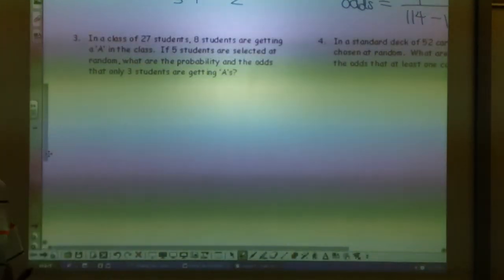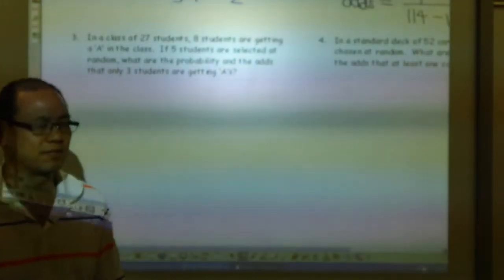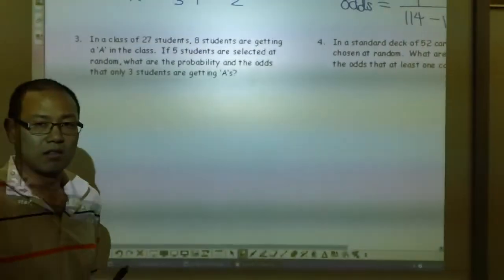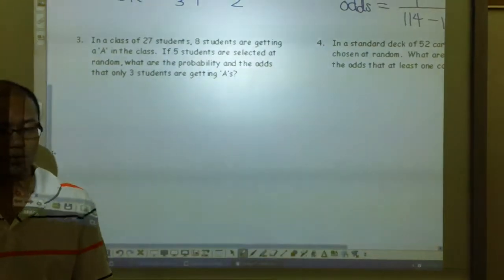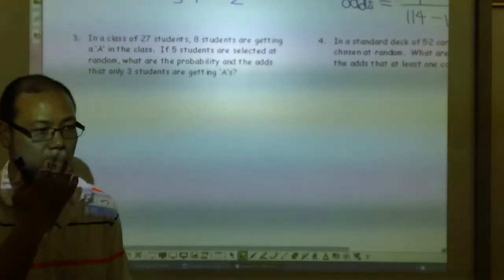Number 3 is slightly more difficult because it's not all of them being defective. In this case, all of them being the A students. All right, read the problem by yourself. You might want to pause or something.